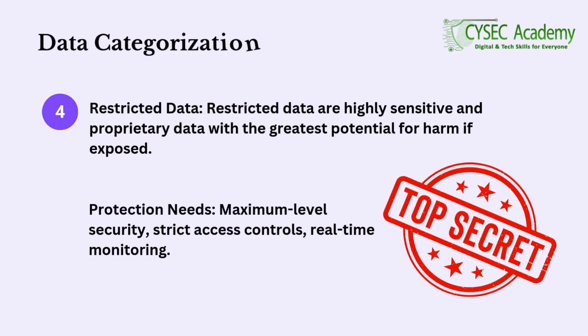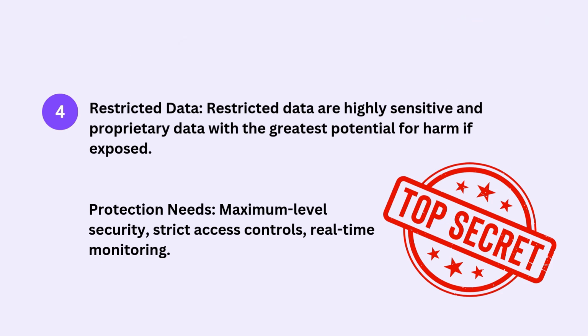4. Restricted data. Restricted data is highly sensitive and proprietary data with the greatest potential for harm if exposed. Examples include executive compensation, financial forecasting models, merger and acquisition plans. Protection needs: maximum level security, strict access controls, real-time monitoring. Risk: exposure could lead to legal, financial, and reputational damage.